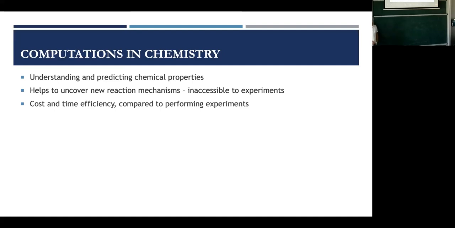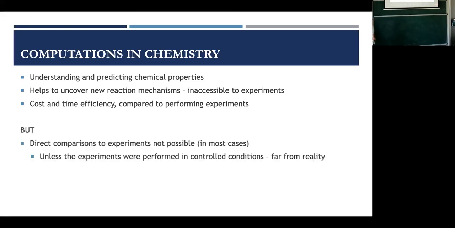Computations in chemistry are useful in understanding and predicting chemical properties, and we can discover new chemical reaction mechanisms. Yeah, there have been a few that were inaccessible to experiments and were found using computations. And cost and time efficiency. So cost in the sense of buying chemicals, performing experiments one by one and analyzing them. Instead of that, we can run the computations and then at least we can predict some trends.